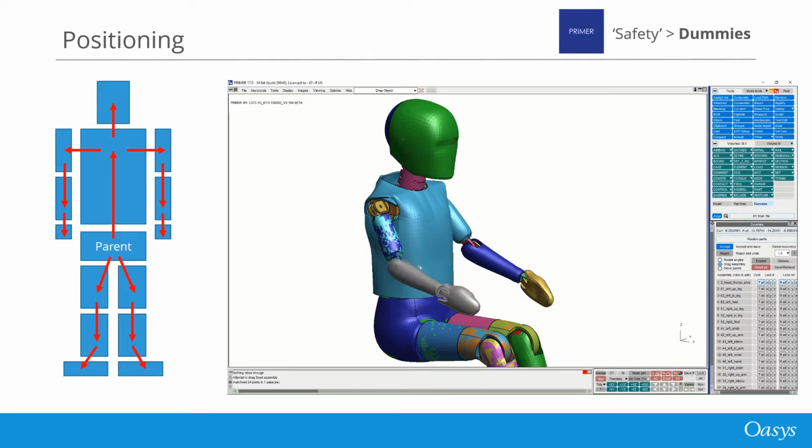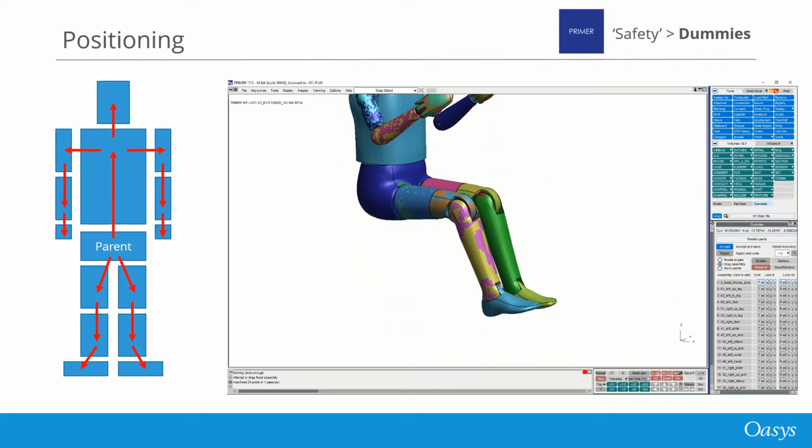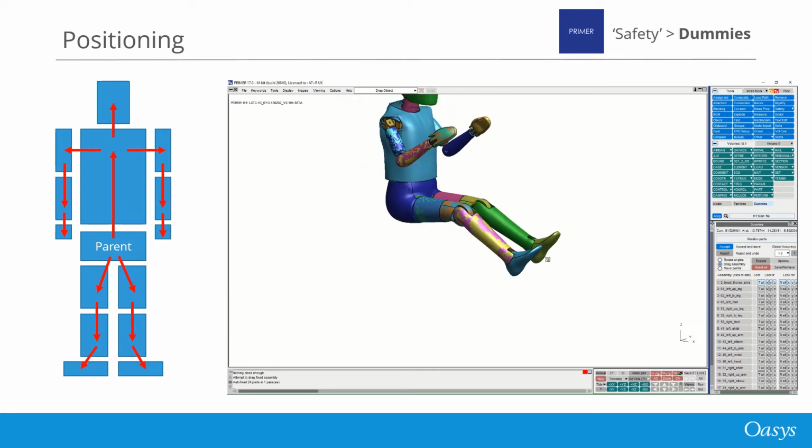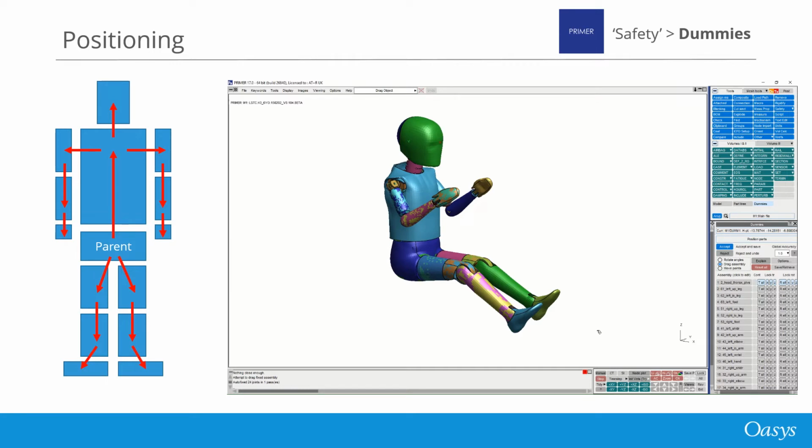Dummy positioning involves using a dummy tree, and these are post-star-end keywords that contain information on assemblies of parts within the dummy and how they are connected together. These trees allow you to move the dummy around easily in Primer. All the traditional dummy models on the market, from Humanetics, WorldSID, LSTC, etc., come with a dummy tree created by the manufacturer.